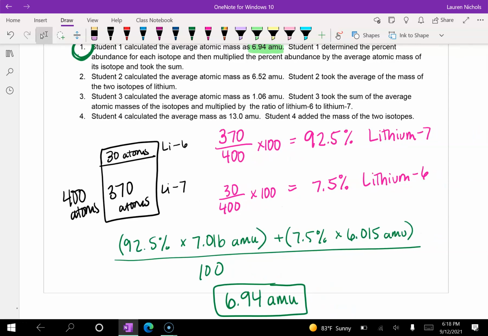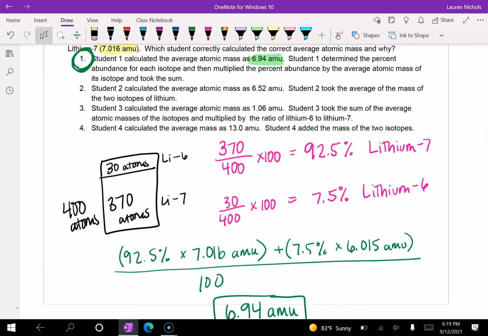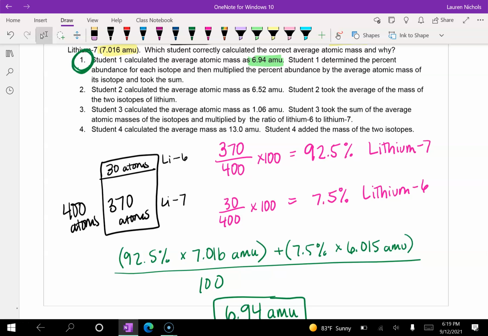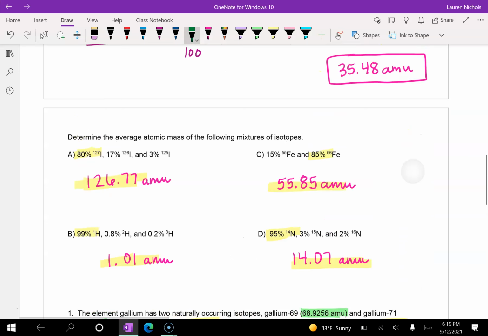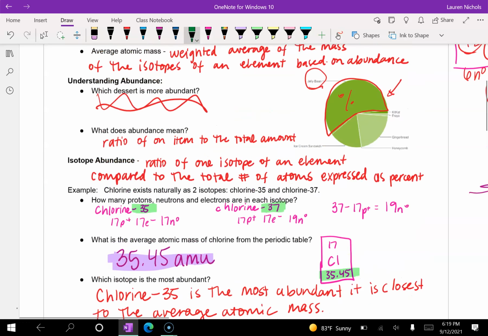In theory, if you knew average atomic mass calculations well enough, you wouldn't have needed to do this math if you could look and realize that student 1 describes doing the math correctly, whereas all of these other students do not describe the correct procedure for doing the math. So hopefully you feel good about your practice because there will definitely be a quiz next week.